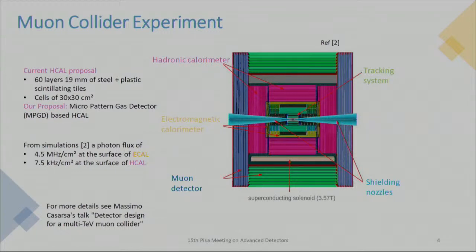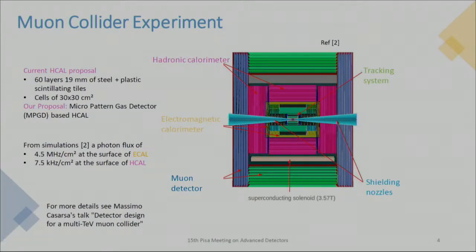So an experiment at the muon collider has the basic structure of any other experiment at colliders. There is a tracking system very close to the interaction point, then an electromagnetic calorimeter followed by a hadronic calorimeter, a magnetic field provided by a superconducting solenoid, and the muon system in the outer layers. The current proposal for the HCAL consists of sampling calorimeters made of 60 layers of steel and plastic scintillating tiles. Our proposal will consist in replacing the active layer with micropattern gas detectors.